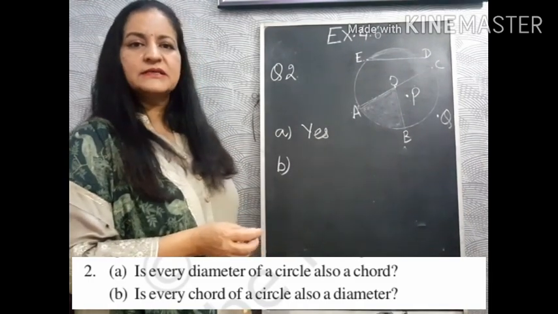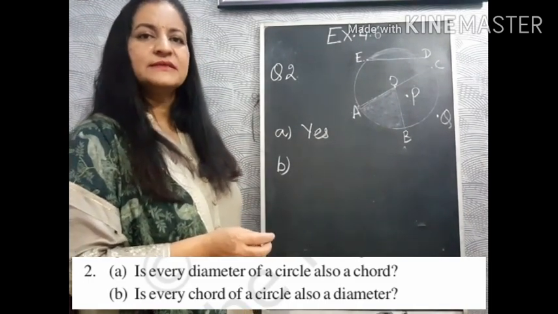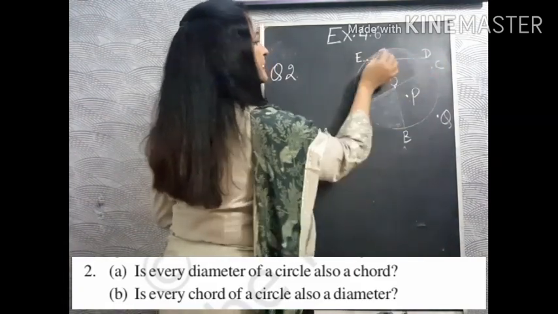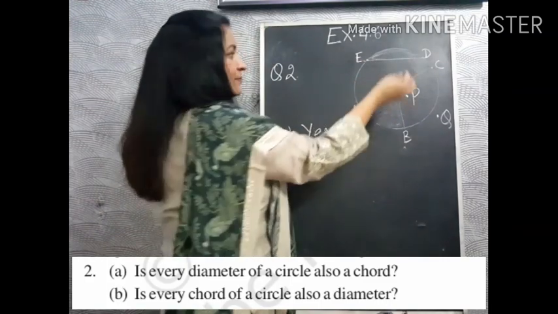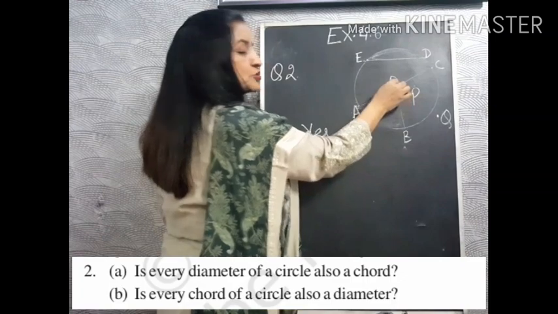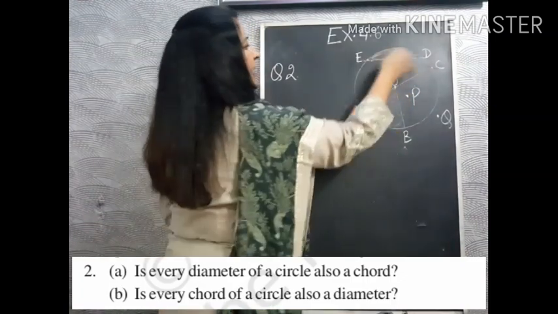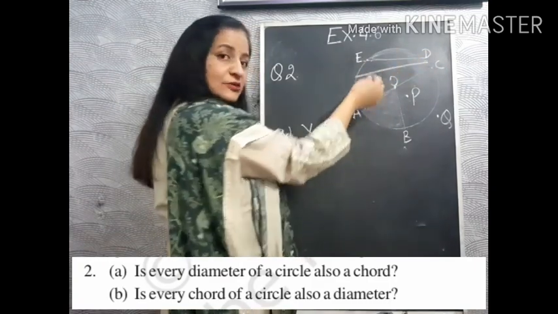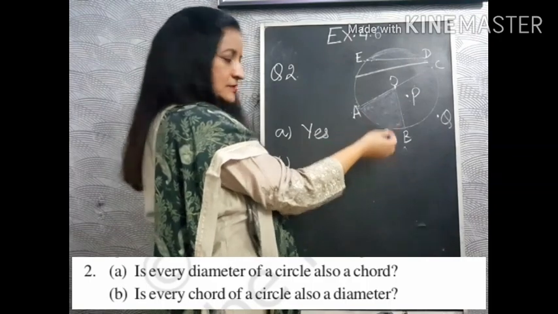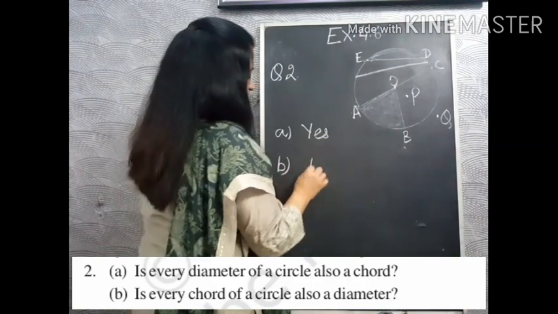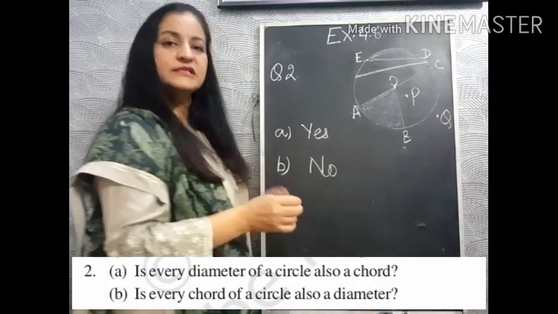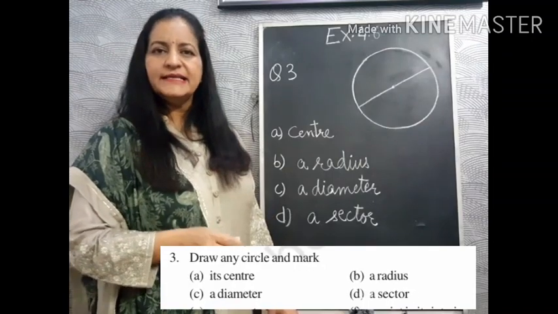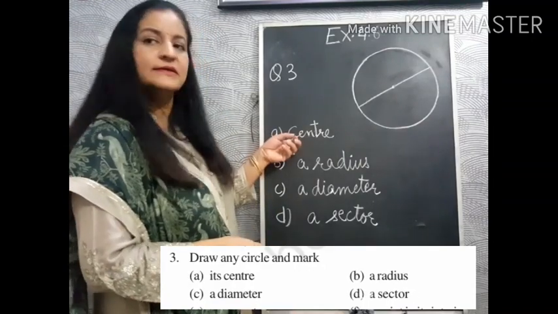Now B part is every chord of a circle a diameter? Now look at this chord. Can we call it diameter? No, because what is a diameter? Diameter passes through the center of the circle, and any chord, wherever it is, all the chords they are not passing through the center of the circle. So all the chords they are not called diameters.